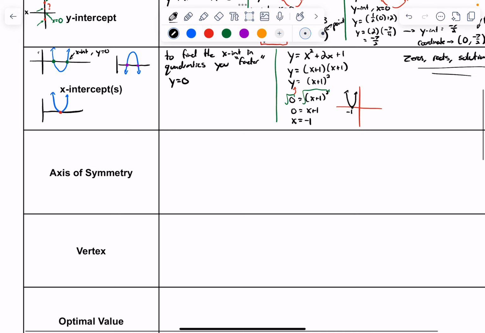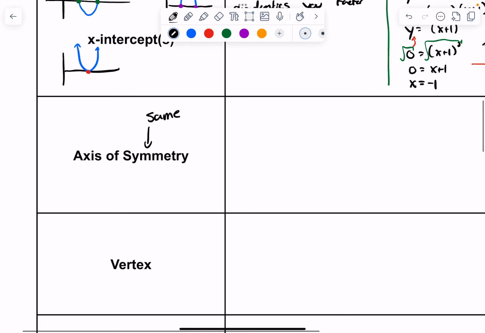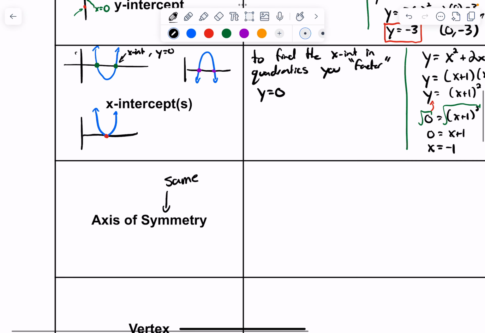Okay. The new one, this new term, axis of symmetry. Well, what does symmetry mean? It means same, right? And if you think of what axis means, think about where we use words like the y-axis or the x-axis, that's just a line, right? It's like a line on the graph.